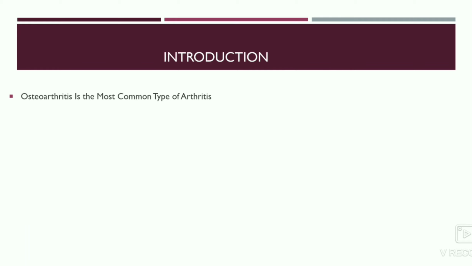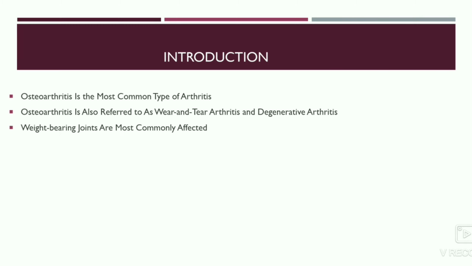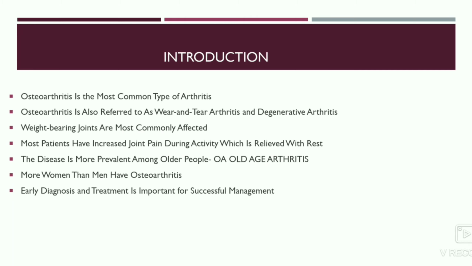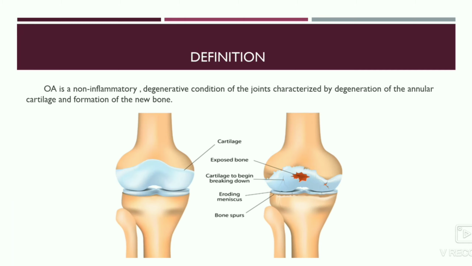Introduction. Osteoarthritis is the most common type of arthritis. It is also referred to as wear and tear arthritis and degenerative arthritis. Weight-bearing joints are most commonly affected. Most patients have increased joint pain during activity, which is relieved with rest. The disease is more prevalent among older people, so it is an old age arthritis. Women are more affected compared to men. Early diagnosis and treatment is important for successful management.